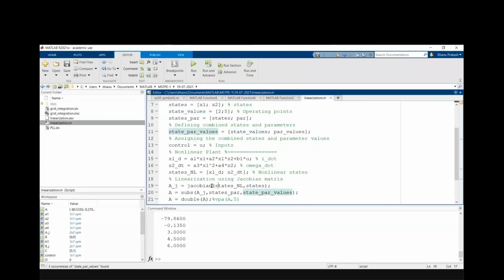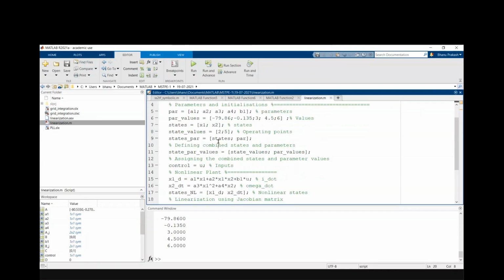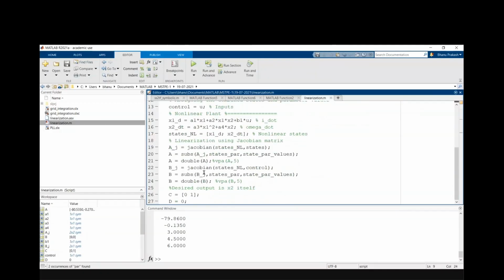So what does the Jacobian matrix do? As it has multiple values, it will take x1 and x2 as your states, and it is going to perform partial derivatives. This subs is actually the symbolic representation. That means whatever the function that you have, suppose A Jacobian, whatever the function that I have, and the system parameters. What are your system parameters? Your states comma parameters. That means all these values will be considered as symbolic form.